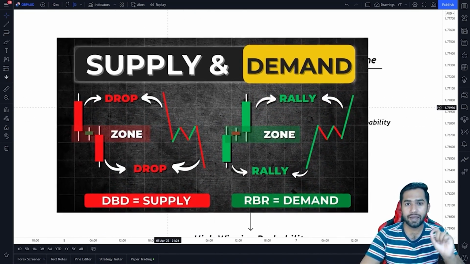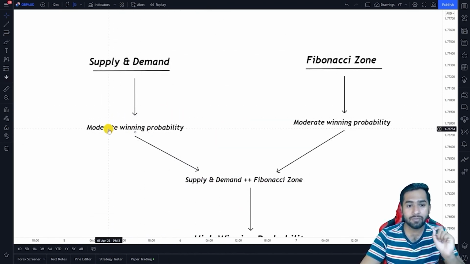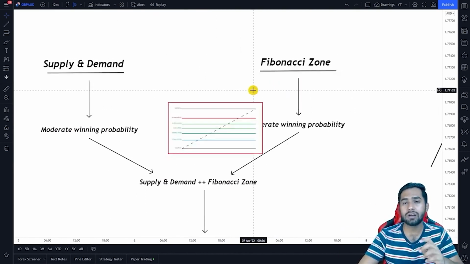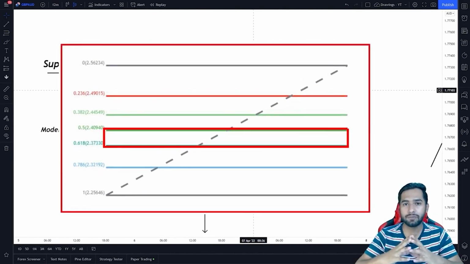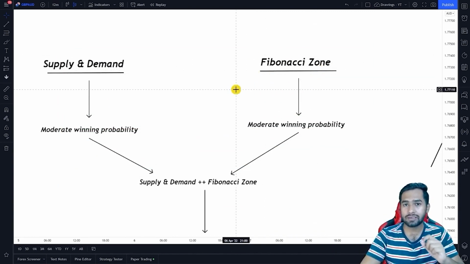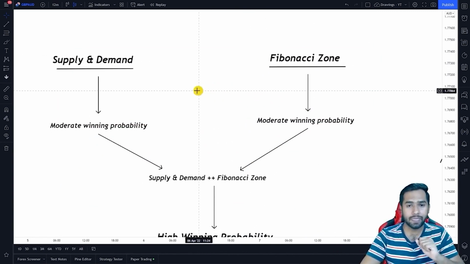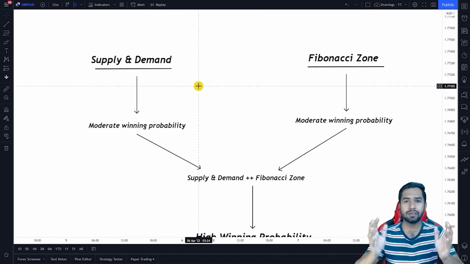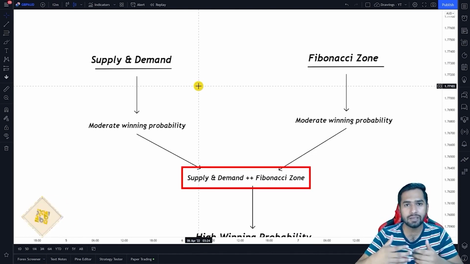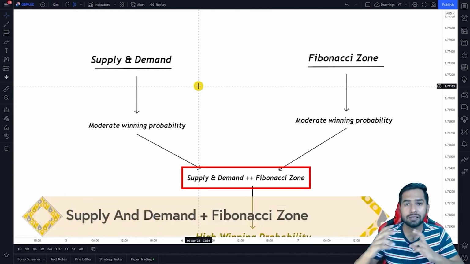So the supply and demand zones have a moderate winning probability. Okay, and if we talk about the Fibonacci zone, they are also zone between the level of 50 to 61.8 Fibonacci. Okay, so in between those ratios, that zone is called the golden ratio zone, and that zone also has a very moderate winning probability. So now separately, these two zones have winning probability that is moderate, but if we combine these two zones, we can increase the winning probability of the final setup that will form.